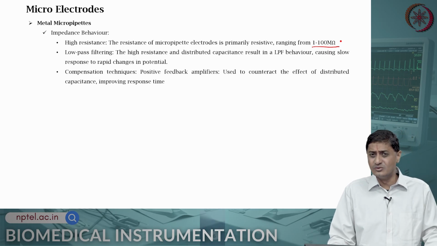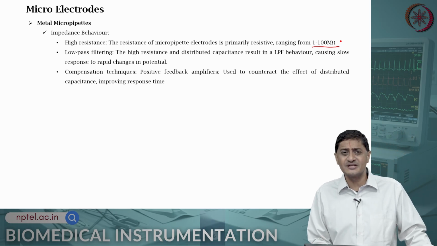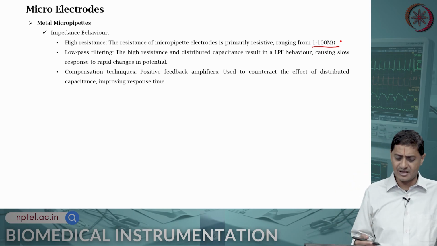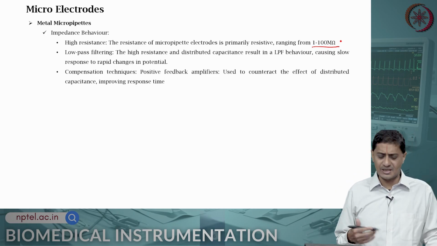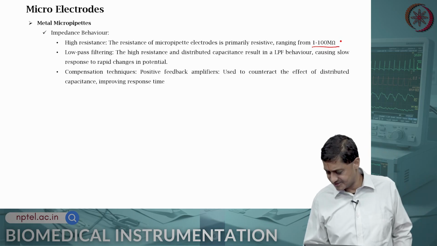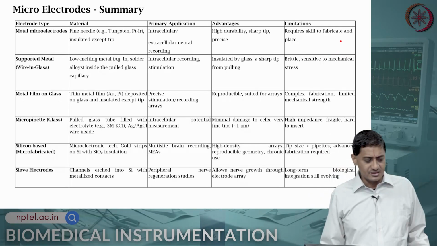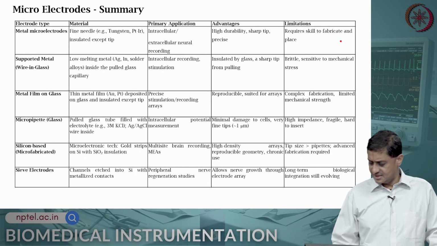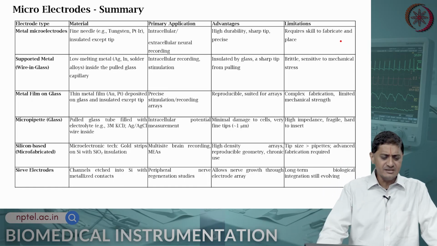For example, to counteract the effect of distributed capacitance, you can use positive feedback amplifiers, improving the time response. You can only do so much of this. Essentially, you are having this summary.